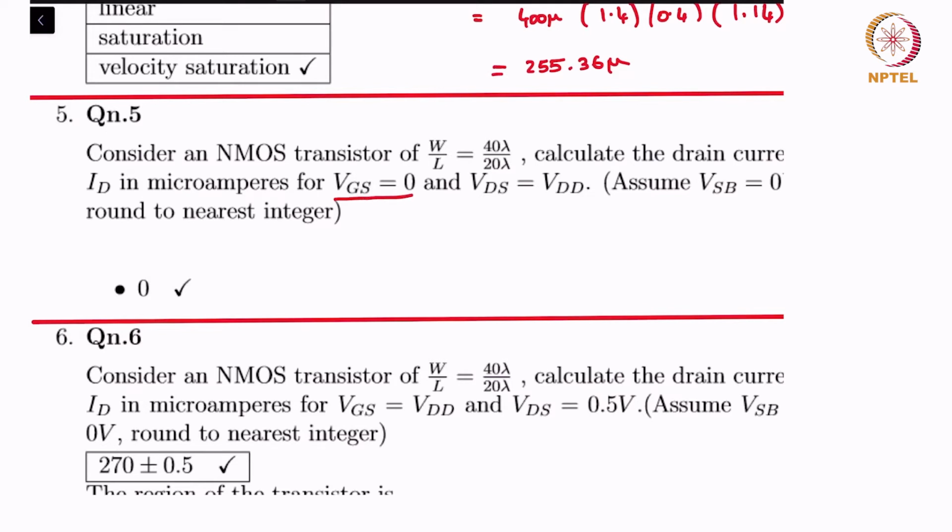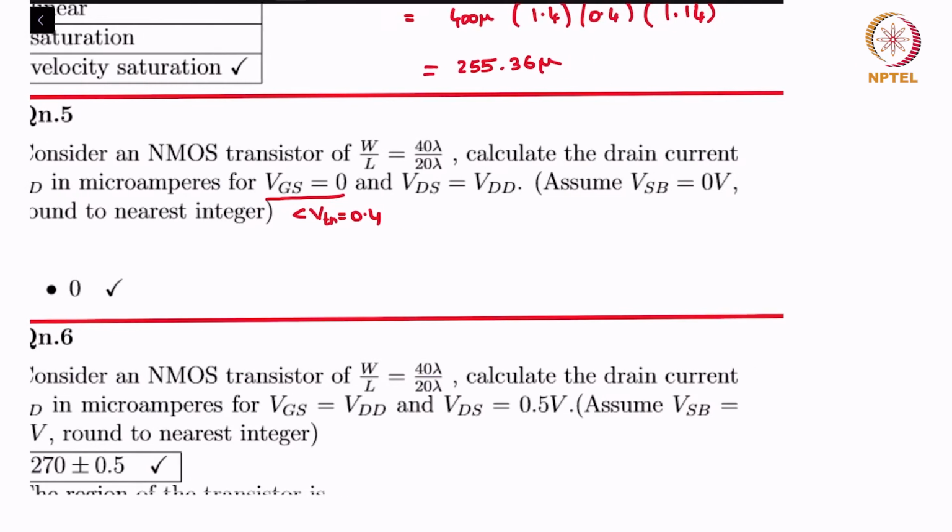Yeah, so in the fifth question, it's fairly straightforward. We've been given that VGS is 0, and since this is less than VTN of 0.4 volt, and since VSB is 0 volt, VTN will be 0.4 volt, we assume the cutoff condition for which the level 1 SPICE model says the current is 0, and so therefore we have 0 as the current.